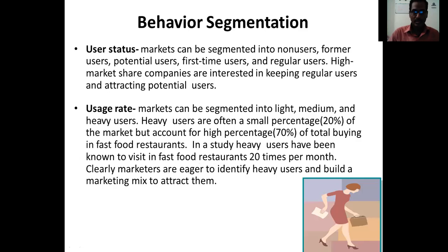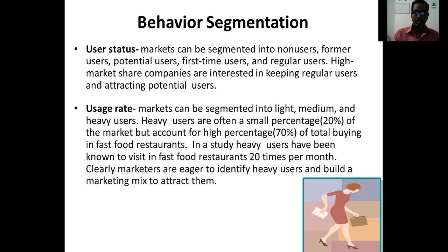Then user status. Markets can be segmented into non-users, former users, potential users, first-time users, and regular users. Non-users means the particular market segment doesn't use our product. Former users means they once used our product, but currently are not using it. Potential users are the persons in the market who will be using it in the future. First-time users are using the product for the first time now. And regular users means the customer has been using our product for a long time and is continuing to use it.